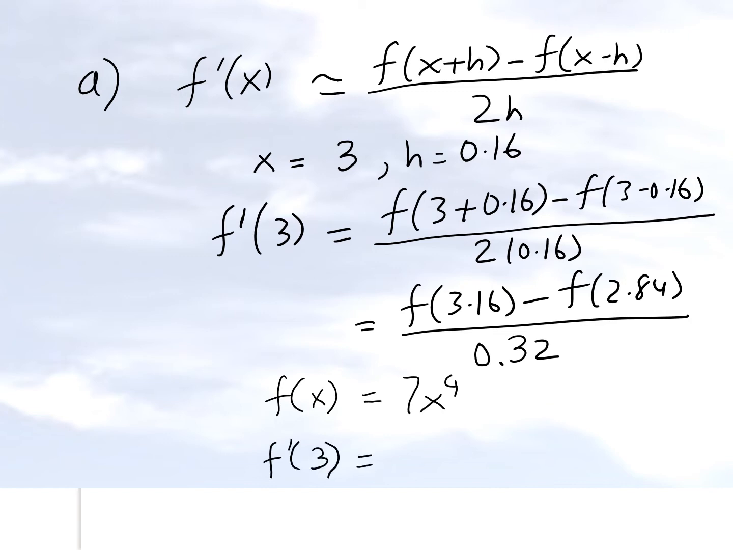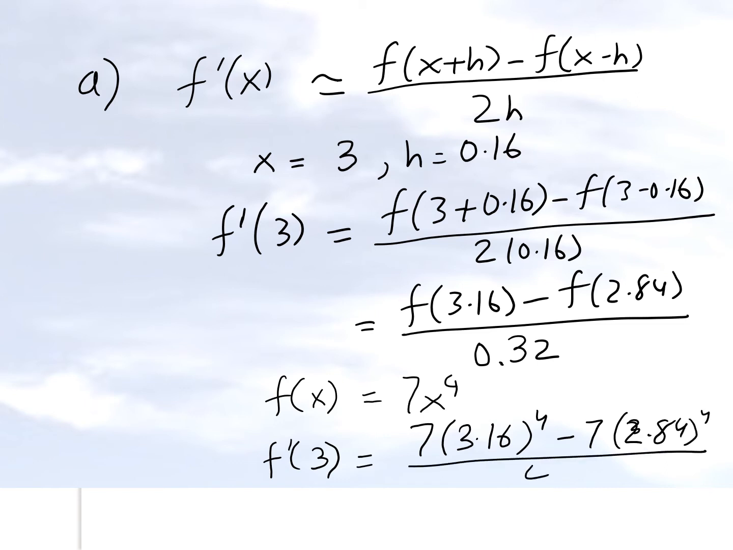f prime of 3 will be 7 times 3.16 raised to the power 4 minus 7 times 2.84 raised to the power 4, divided by 0.32, and this number here turns out to be 758.1504.